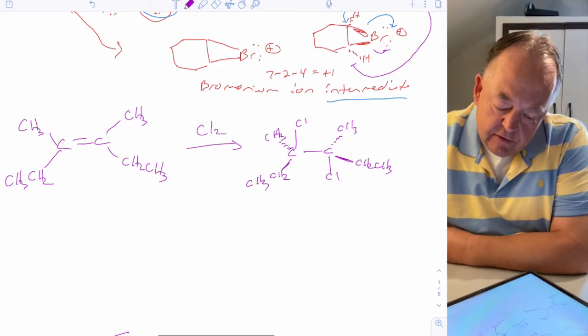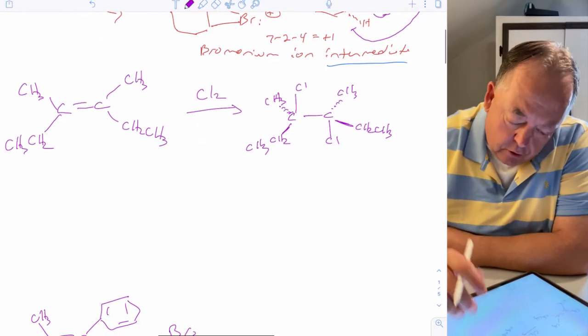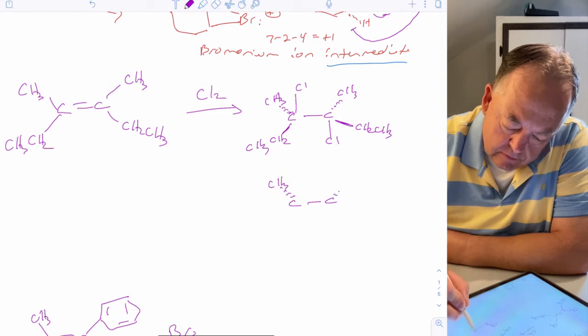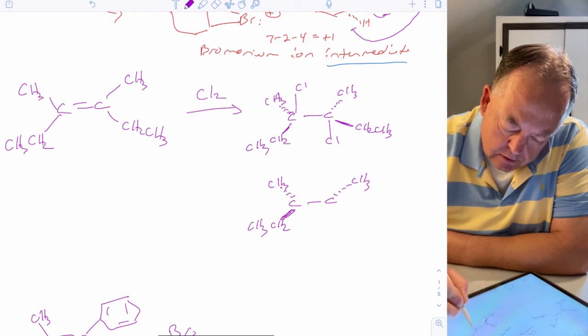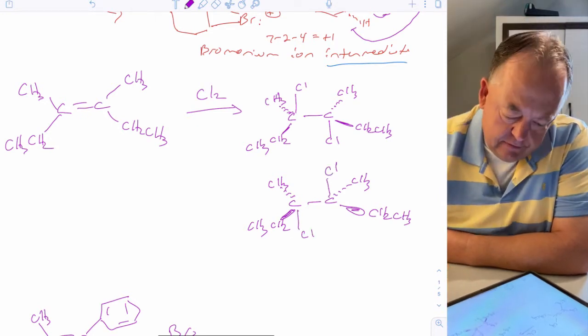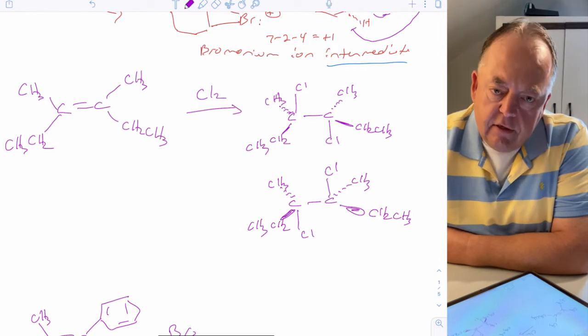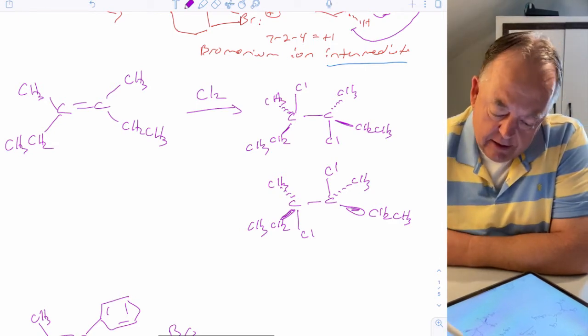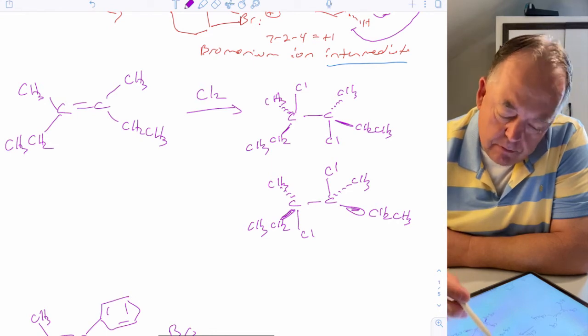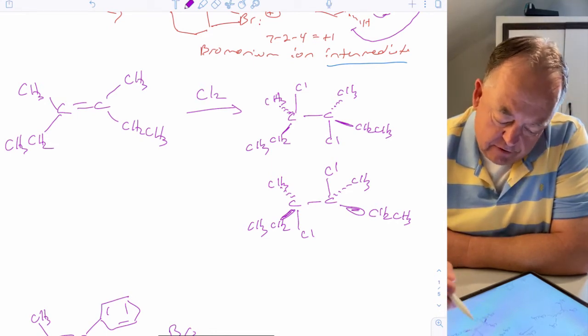And are these 2 molecules different? Well, the other option would have been, so let's draw the other one. We could have added this chlorine on bottom, and we could have added that chlorine on top. And are those 2 molecules different? The answer is yes, they are. This is not a meso compound, right? Because the way it's drawn right now, the ethyls reflect and the methyls reflect, but the chlorines don't reflect across a plane. So those 2 molecules are different. They're enantiomers of each other.